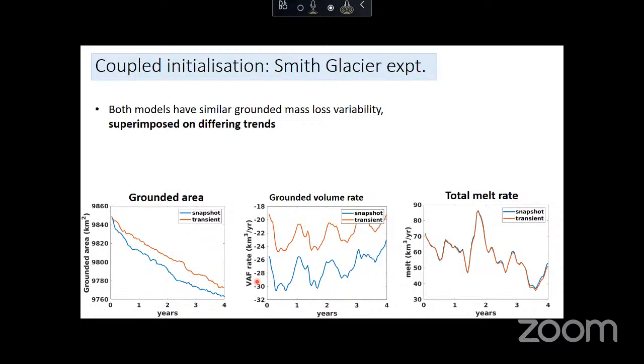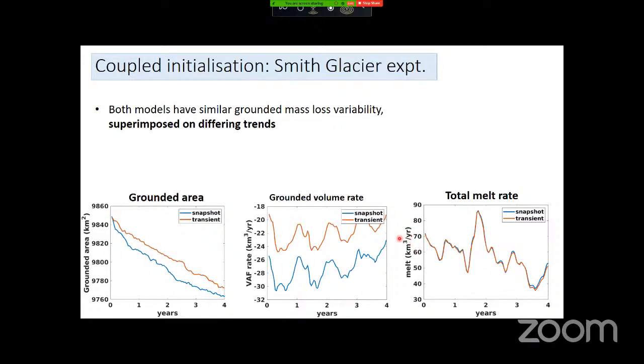So in both of these simulations, the snapshot and the transient calibrated one, the mass loss rate is about 20 cubic kilometers per year, which is close to observations. The offset is because the transient one was calibrated using observed thinning rates. The snapshot one was not. But they're both responding to the ocean. They're both responding to seasonal changes in melt rate, and we can see this variation over the seasonal cycle. It's actually quite large, but the offset is due to the calibration.